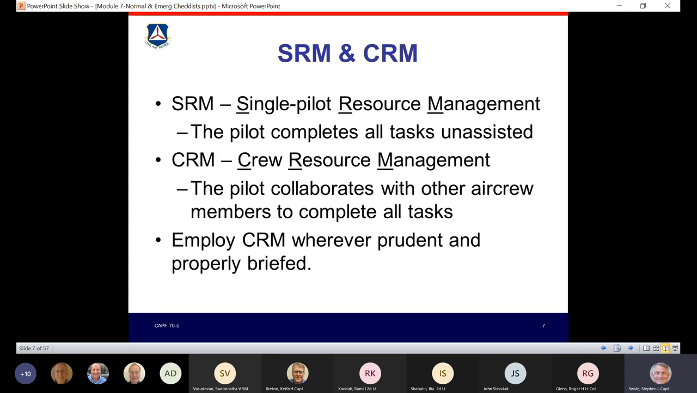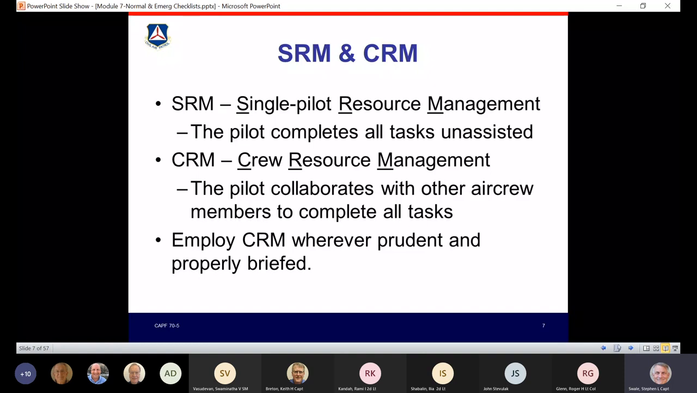So let's define what we mean by SRM and CRM in English. It's single pilot resource management. I've underlined where the acronym comes from. Basically, the pilot completes everything by themselves. Whether there are people in the airplane or not, it's a single pilot activity. So if you have people that can't help you, for instance, if you're giving O-rides to cadets, you would be operating SRM, and you should be rigged and briefed, and everything you do should be with that thought in mind.